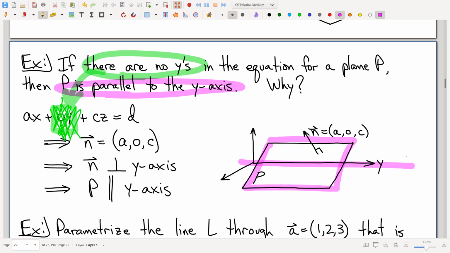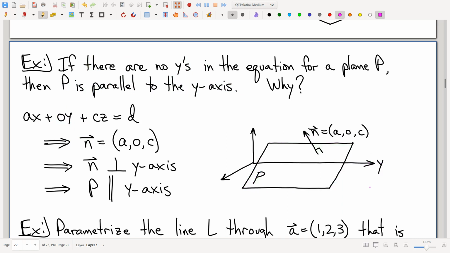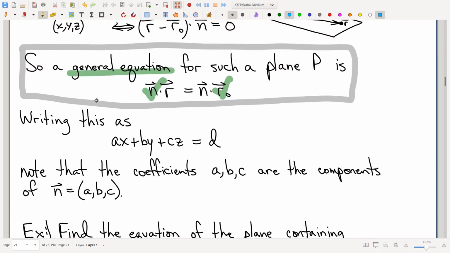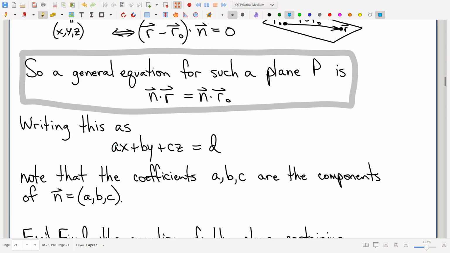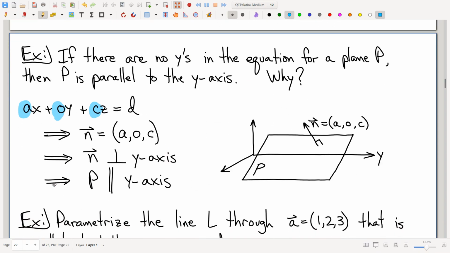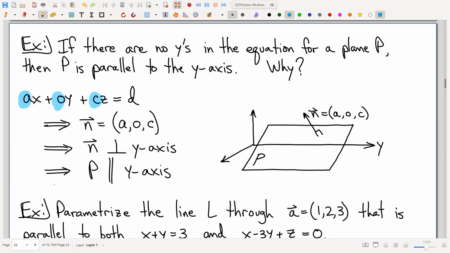All right, now let's see why it's true. Go through the reasoning here. Got the equation of a plane. Keep in mind, you take those coefficients, as we discussed up here, they just straight up give you your normal vector. Okay. So that's what I'm going to do here. You take those coefficients, A, 0, and C. Well, that's my normal vector.